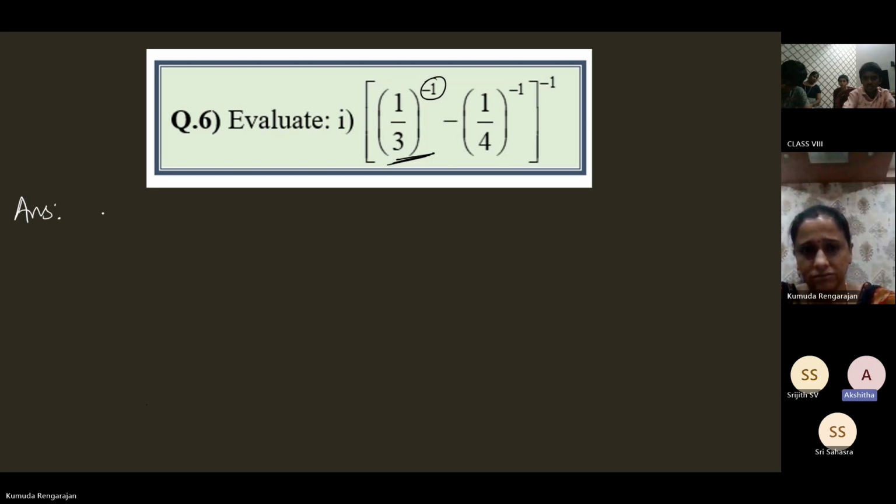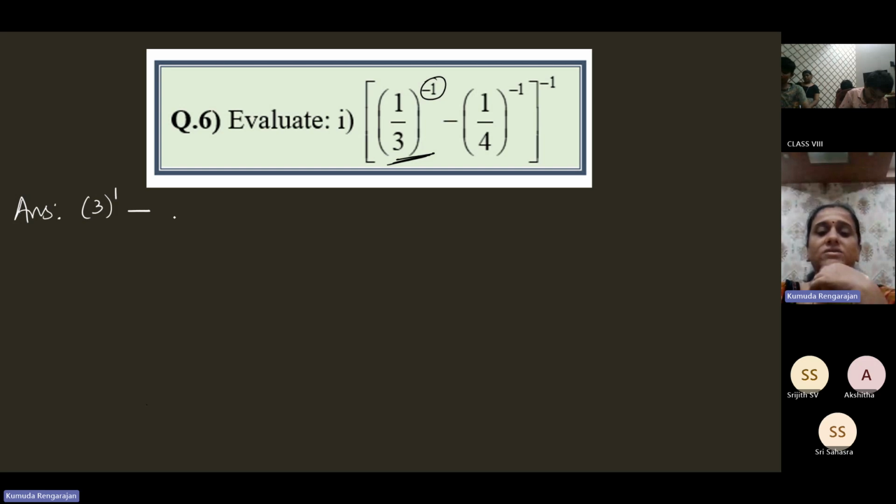Ma'am, 1 by 3 to the power 1. What is the rule? How do you write the equivalent? Reciprocal of the base, negative of the power. What's the reciprocal of the base? Ma'am, 3 by 1. What is 3 by 1? It's nothing but 3, right? Yes, ma'am. Negative of the power, meaning opposite sign. 1, ma'am. The next one also you should say with a positive power.